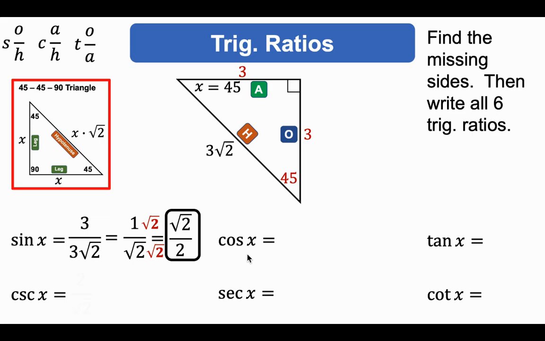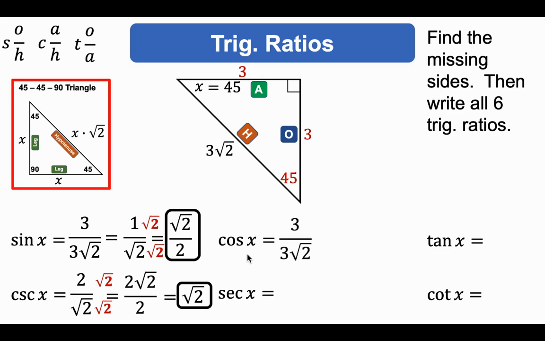Okay, flip that over, and you get 2 over square root of 2. Rationalize your denominator. You get 2 square roots of 2 over 2. Simplify that. You get a square root of 2, and you're done.